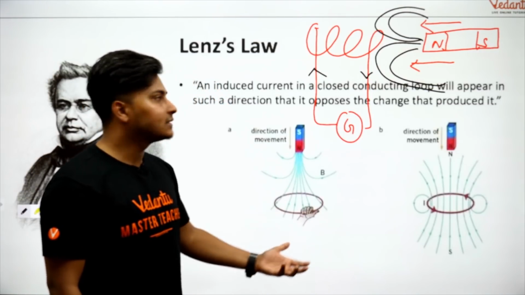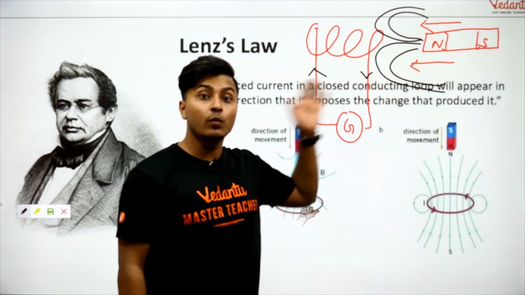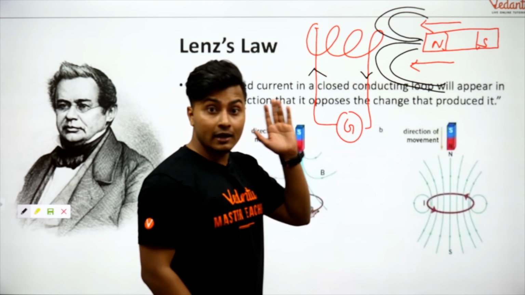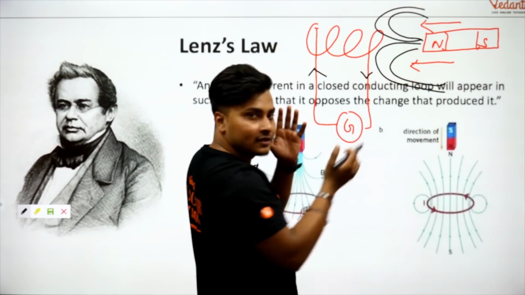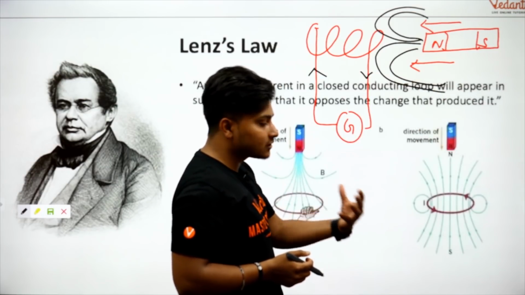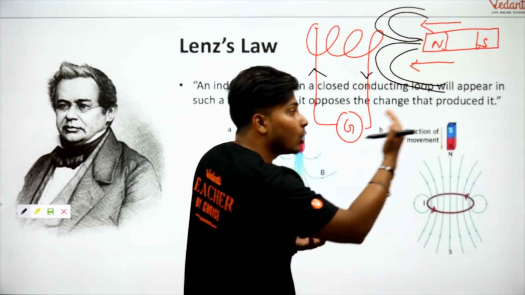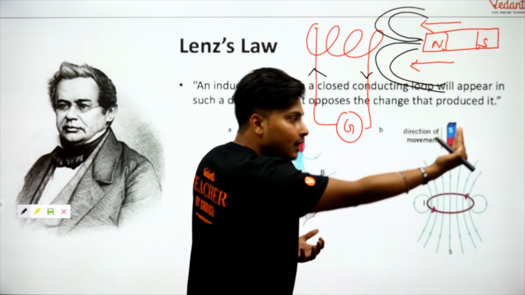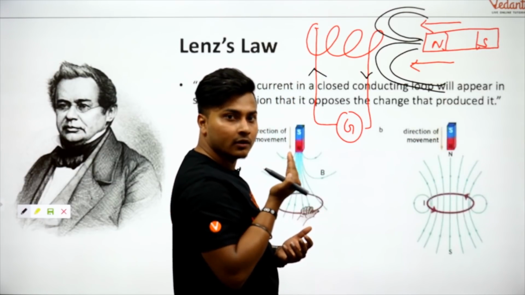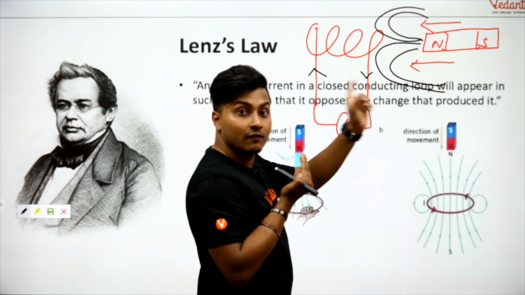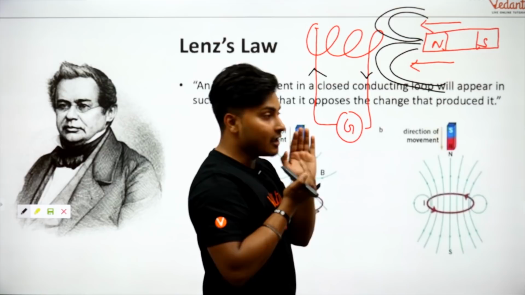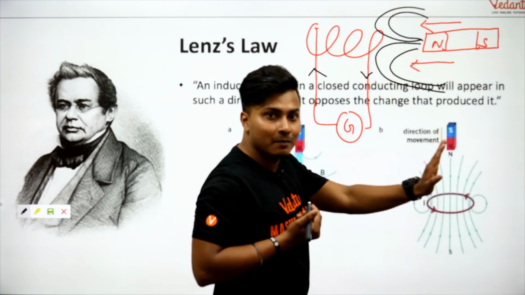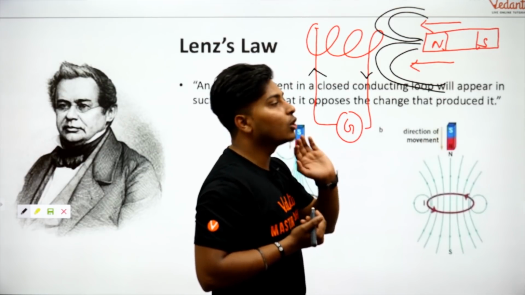Now Lenz states that this induced current will be in a way that it will oppose the reason that caused it. What was the reason this induced current was produced? This induced current was produced because the north pole of a magnet was coming closer to it. So the current produced here will be in a way that it will be opposing this motion. It will now repel the north pole's movement.